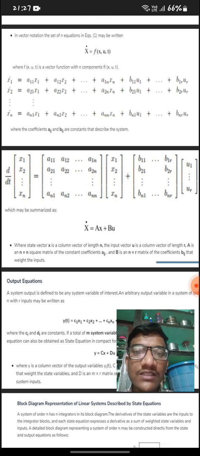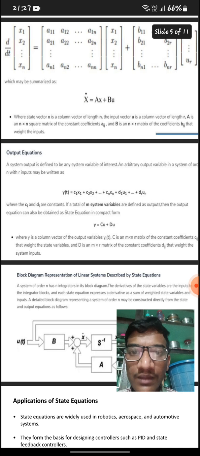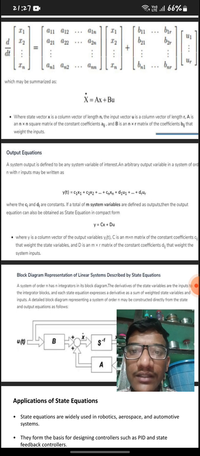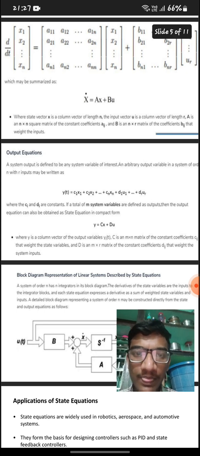So the above equations are in the form x dot equals ax plus bu, where the state vector x is a column vector of length n, the input vector u is a column vector of length r, a is an n by n square matrix of the constant coefficients aij, and b is an n by r matrix of the coefficients bij that weight the inputs.